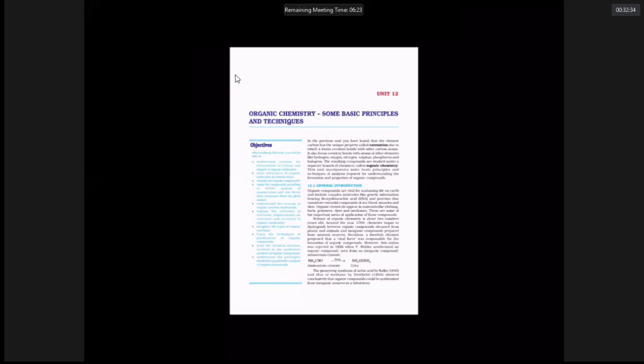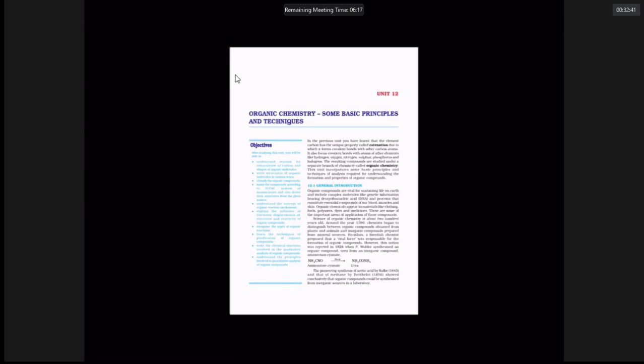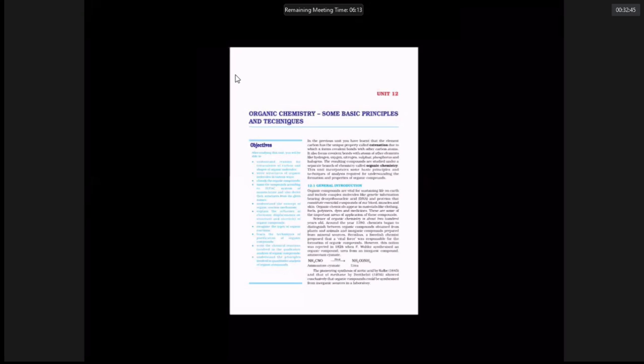So the weekend portion is up to the identification of elements, Lassaigne's test. Methods of separating organic compounds, Lassaigne's test, types of organic reactions. Only that is the syllabus.